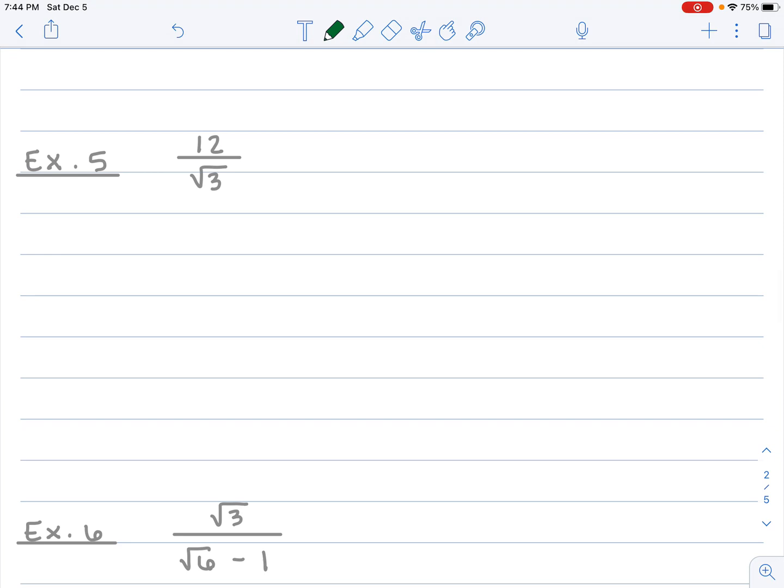All right, example 5 here is going to start the division. So we've got 12 divided by radical 3. This is what we call rationalizing the denominator.